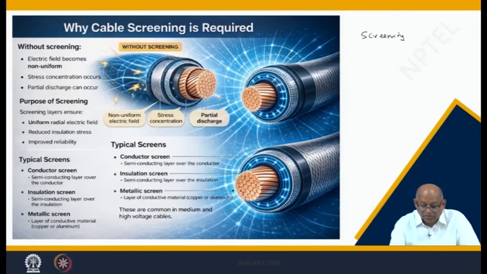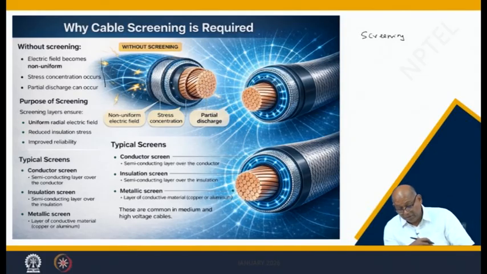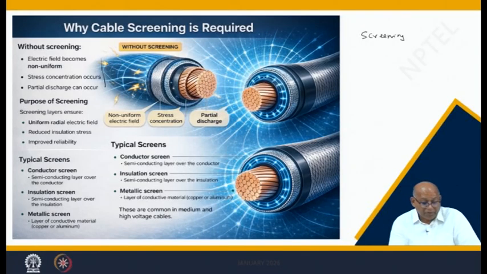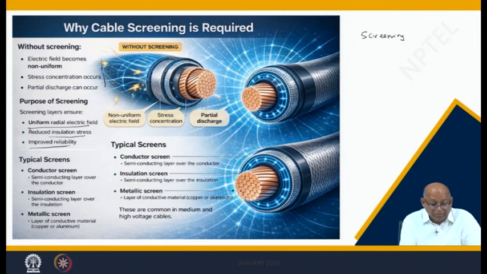Why is it important? These are the screens, you see. Without screens the electric field becomes non-uniform, but with a screen it becomes uniform. Without screening the electric field becomes non-uniform, stress concentration occurs, and partial discharge can occur. Without screening means without any conducting coupling, but the moment you give screening, the field terminates on the conductor itself. The purpose is to have a uniform radial electric field. It reduces the insulation stress and improves reliability.